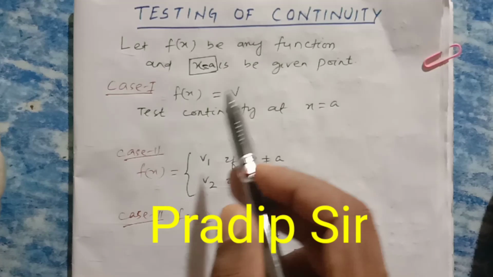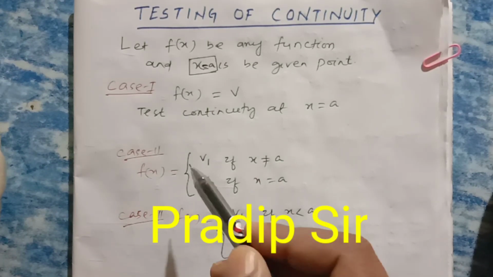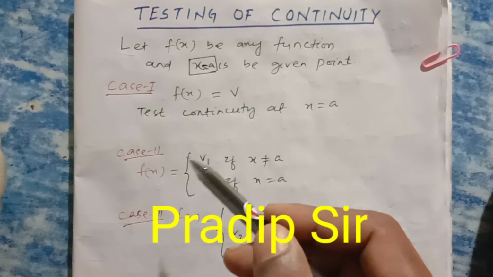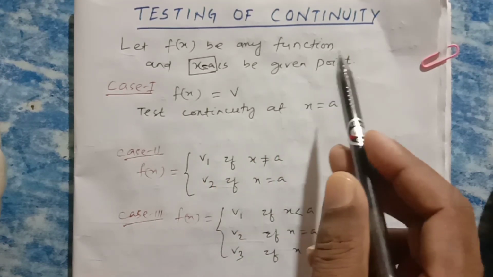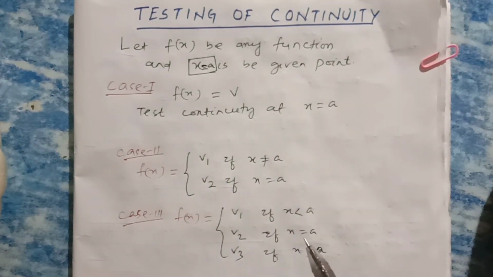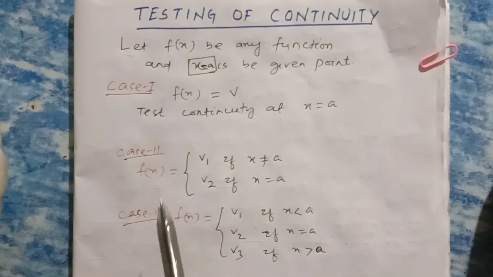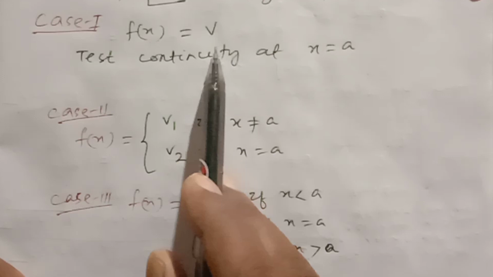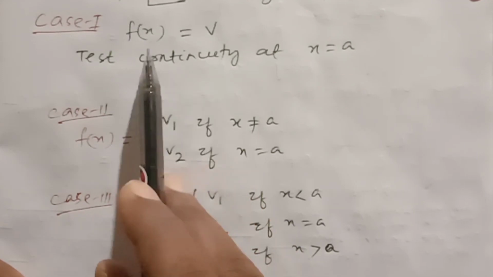Testing of continuity. I have given you the memory capsule. What type of problems will you find when you are testing continuity? In the whole world, of all the continuity problems, you will find only 3 types of problems. The first type is f of x equal to v, meaning you will get only one value of the function.